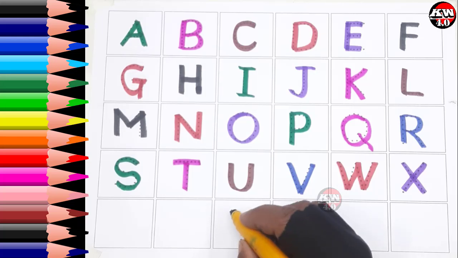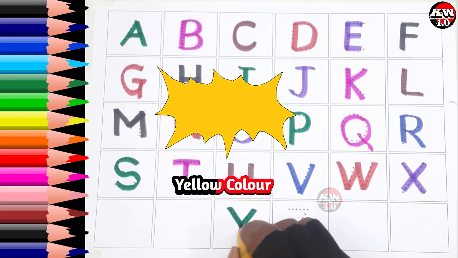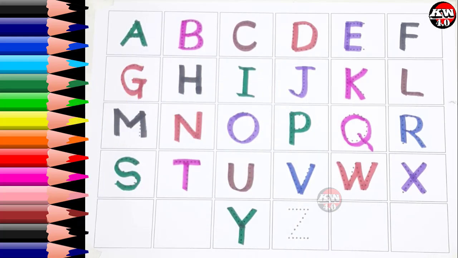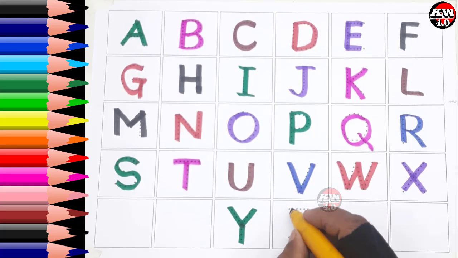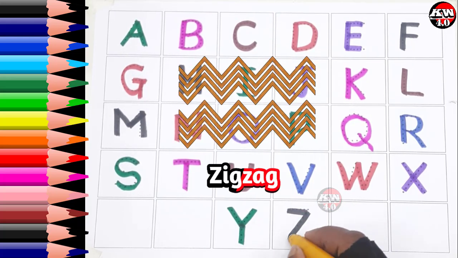Green color. Y for yellow color, Y for yellow color. Black color. Z for zigzag, Z for zigzag.